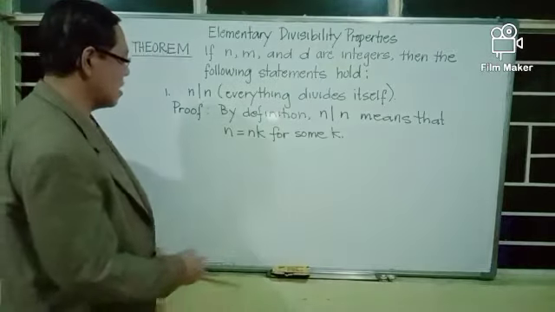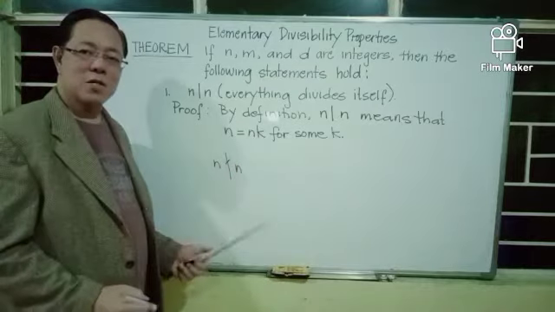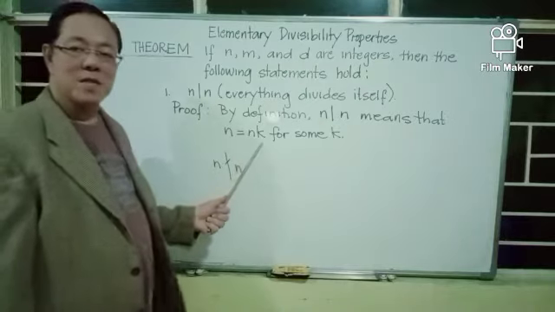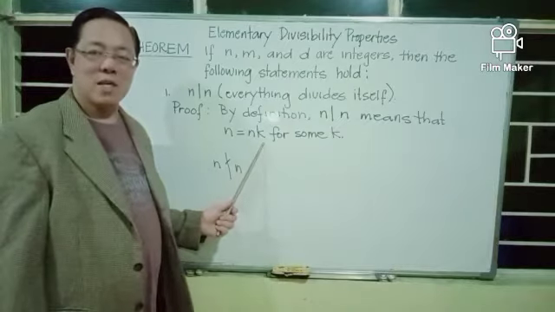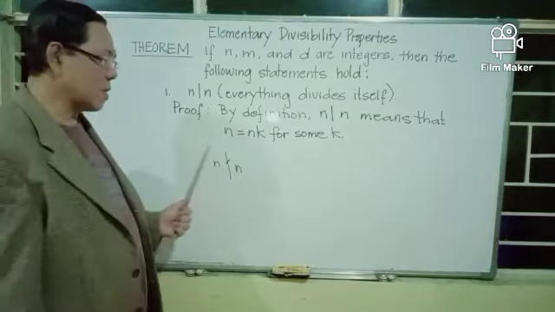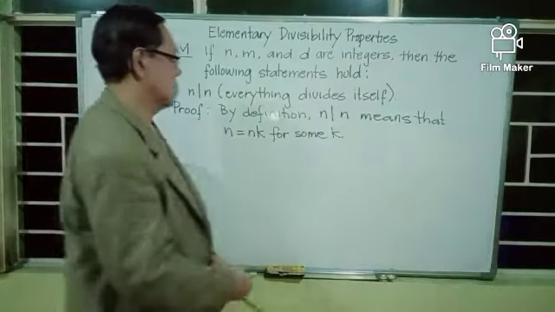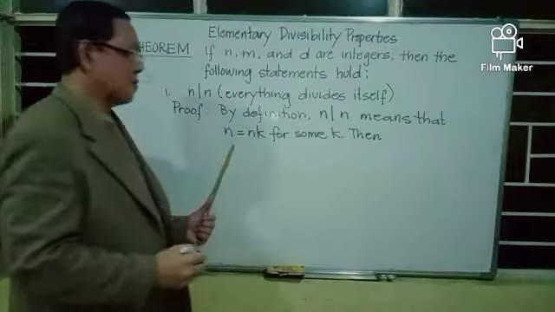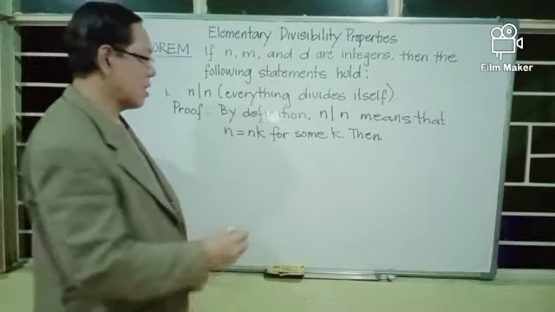And you will write that using this notation. Again, to show that n divides n, you must find an integer k such that this equation is satisfied. If you cannot find that integer k, then you conclude that n does not divide n using this notation. But from this equation, we have n equals n times k.